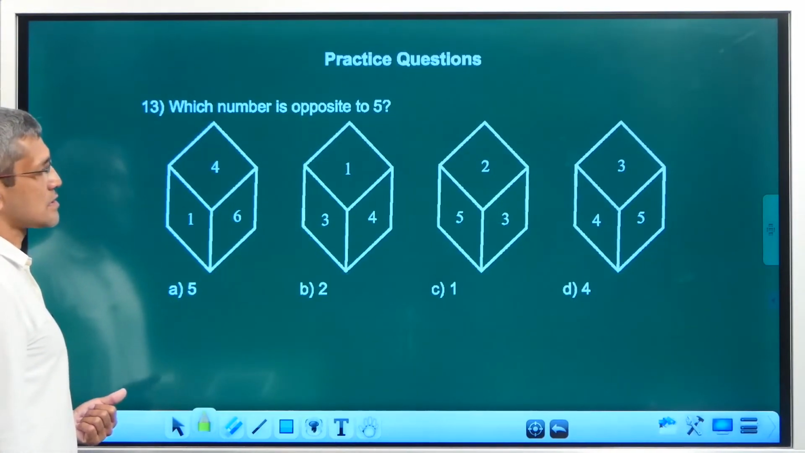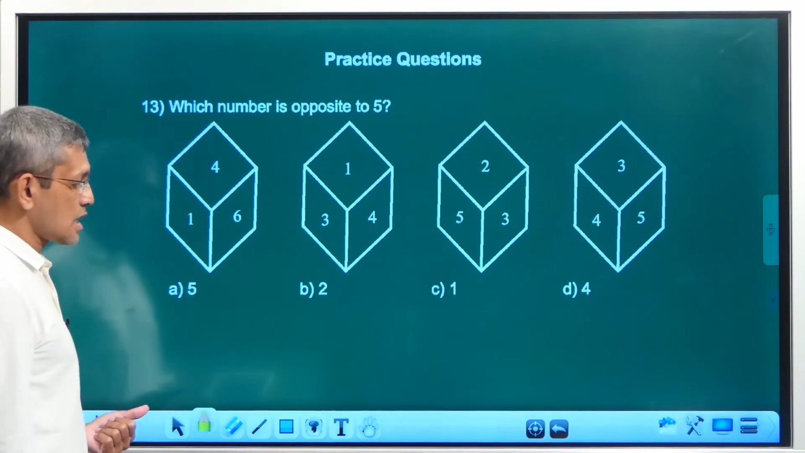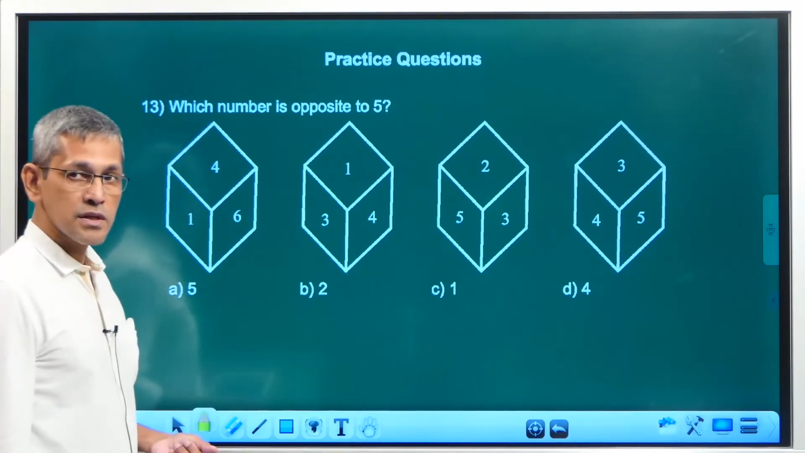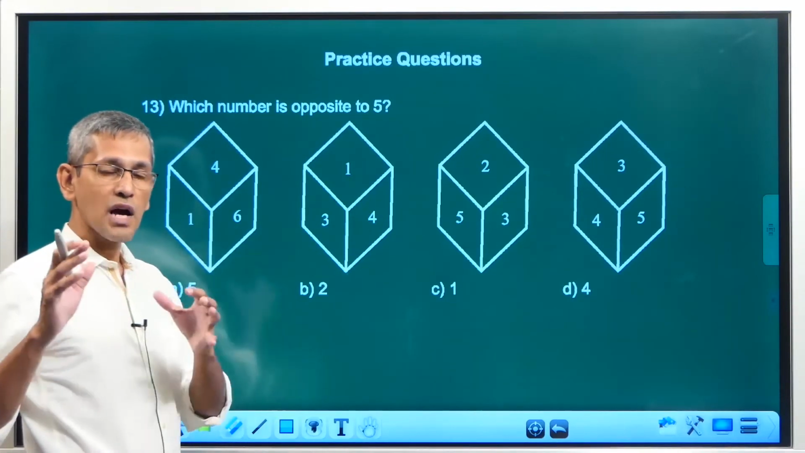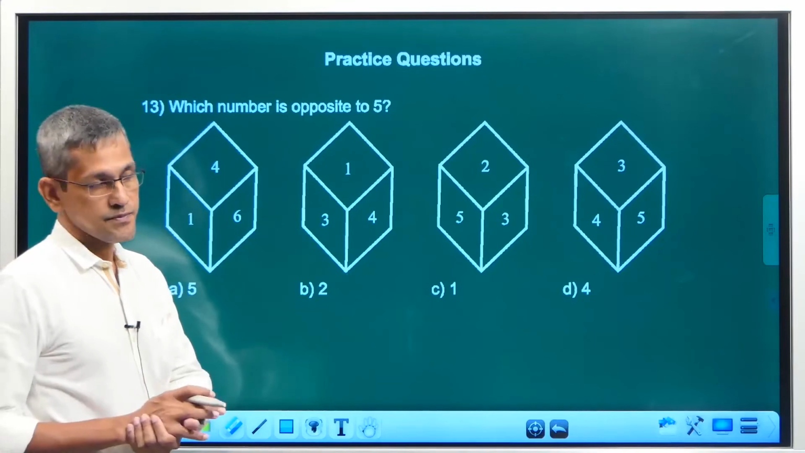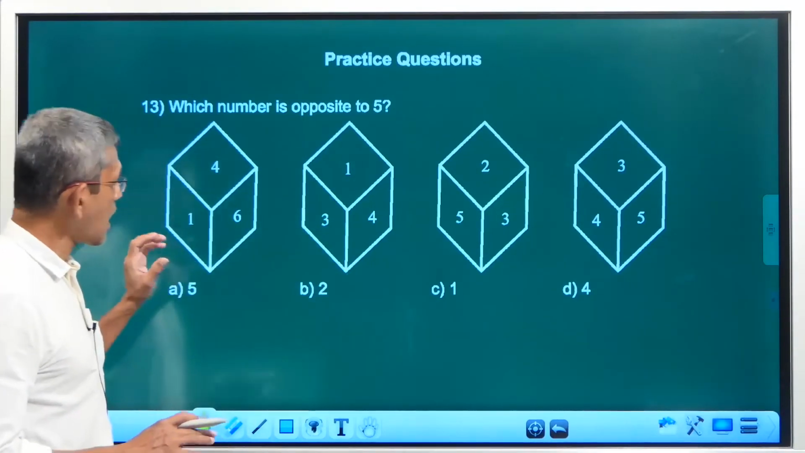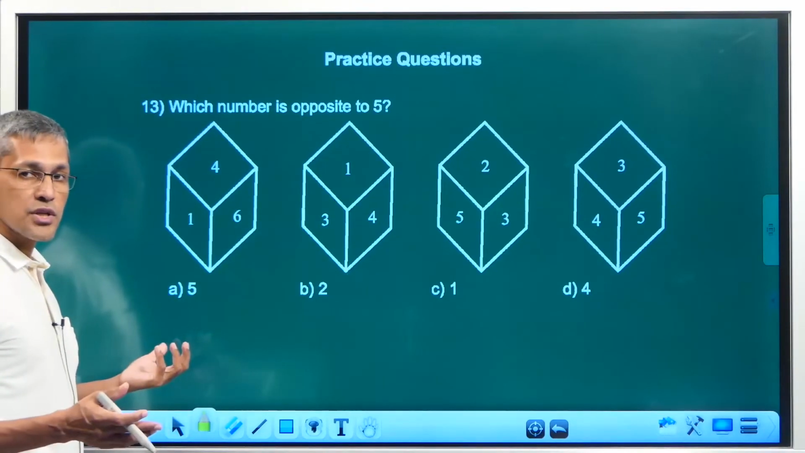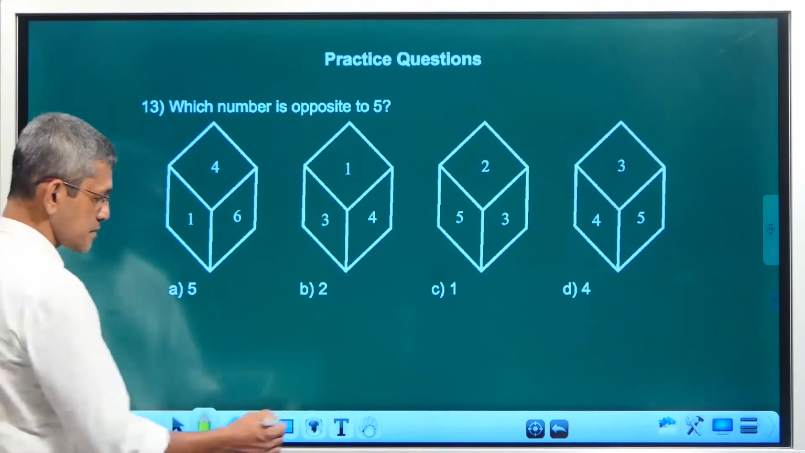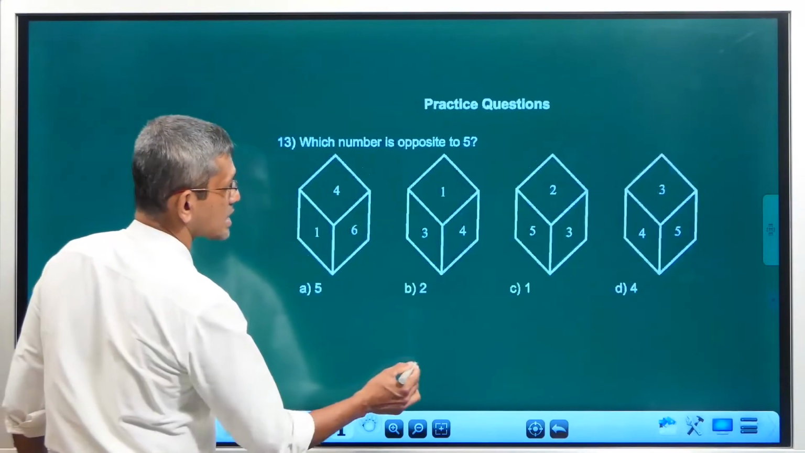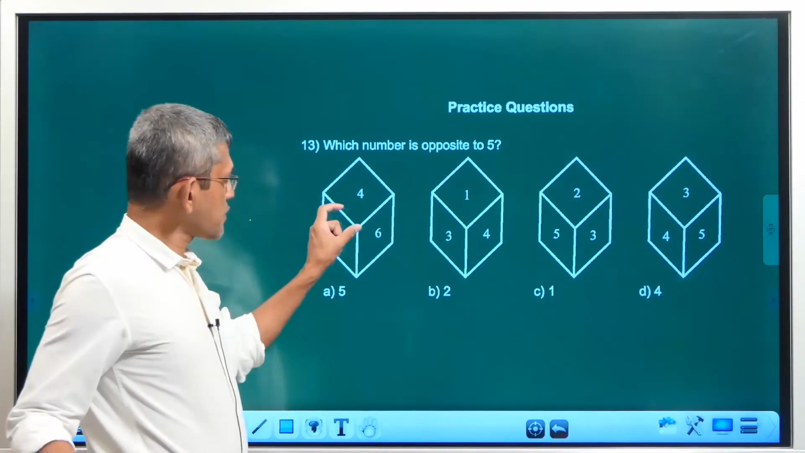Alright, so they want to make it a bit more challenging. Here we have 4 images. And the beauty of this question is that although 4 images are given, it is not really necessary to have all 4 images to find the answer. So take a closer look and find out which images we require. What is the question? Which number is opposite to 5? So let's look at image number 1 and 2.